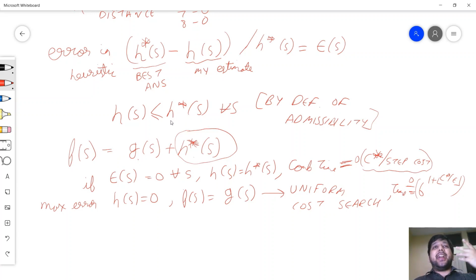So higher heuristic value, the better it is, the more informed it is, the lesser error it has, provided it doesn't cross this line. The moment in a pursuit of giving very high estimate, it overestimates, then your heuristic function is not admissible in the first place. So yes, you may save time, but you will get non-optimal results. So I need to make the best heuristic function value which has as high a value as possible.